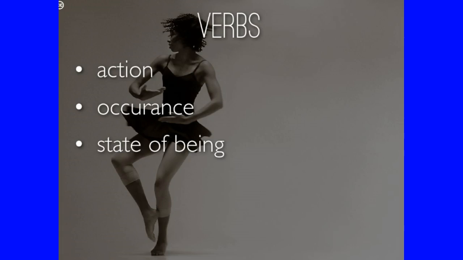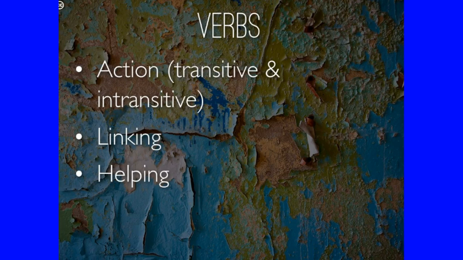A verb signals an action, an occurrence, or a state of being. Whether mental, physical, or mechanical, verbs express activity. We will focus on three types of verbs: action, linking, and helping.